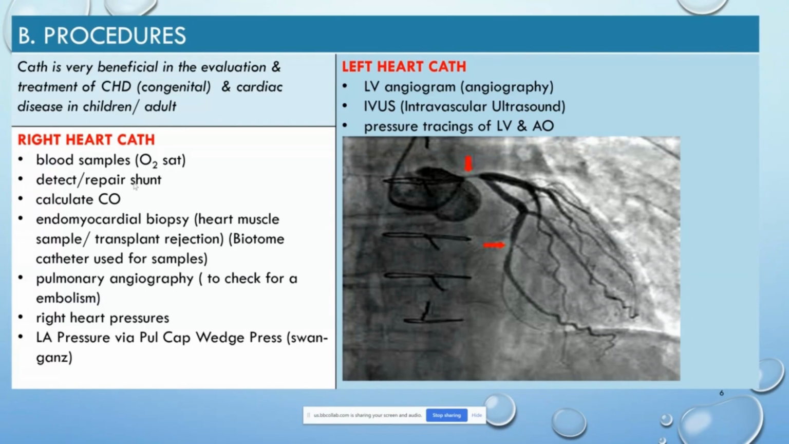So for the left heart, they can use it for angiography. They can use it for intravascular ultrasound and pressure tracings of the left ventricle and the aorta. I'll show you guys the pressure chart here in just a bit. It gets a tad bit confusing, but it's actually not that bad. Just remember that you actually won't be dealing much with the cath lab. The doctor would be the person dealing with it, but it's good for you to understand what exactly they're doing so it can help you be a better sonographer.